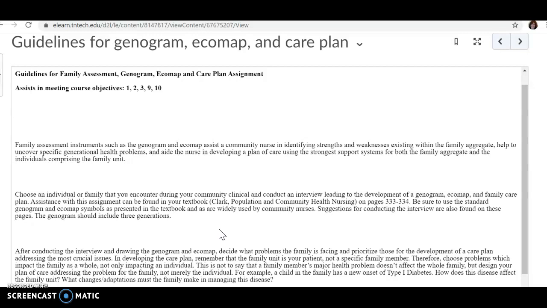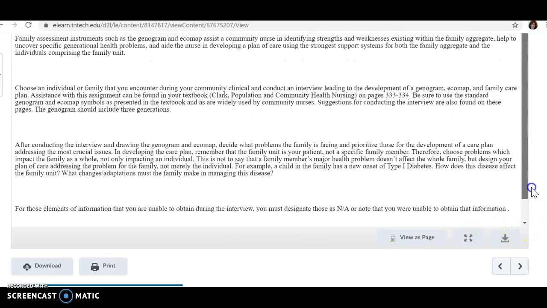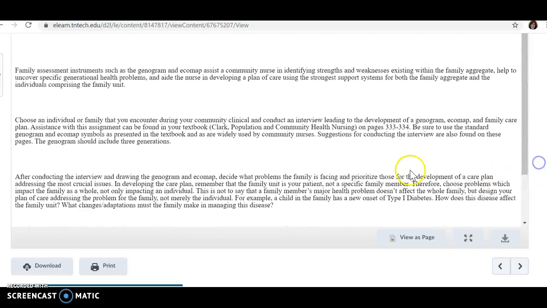But what you're going to do is get the information that you need from them to develop this genogram, ecomap, and a family care plan. And then once you get those done, you will submit those, and I'll go over those here in just a few moments a little bit more in detail. Normally I do this on the board in front of everyone, but this is a new way of doing everything this semester, so we'll go from here.